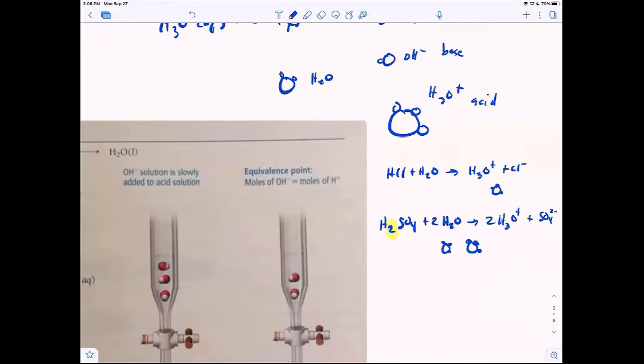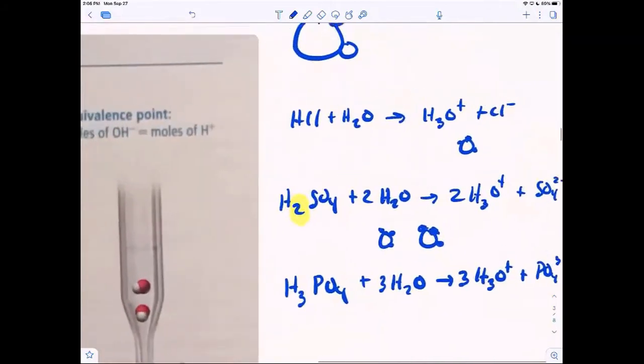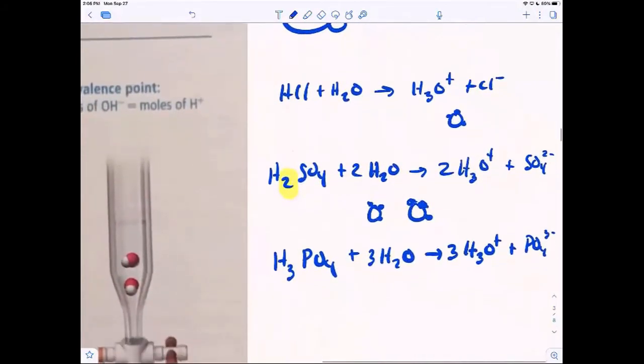Then let's talk about phosphoric acid, H3PO4. This is triprotic. Oops, not 2. 3 H3O plus PO4. So in this case, this is triprotic, 3 protons. So you're going to have 3.